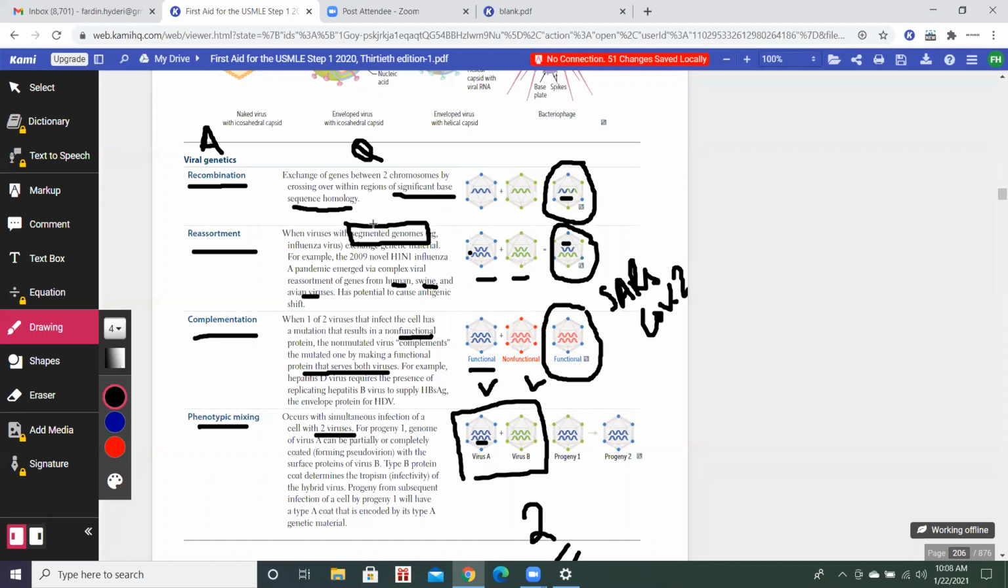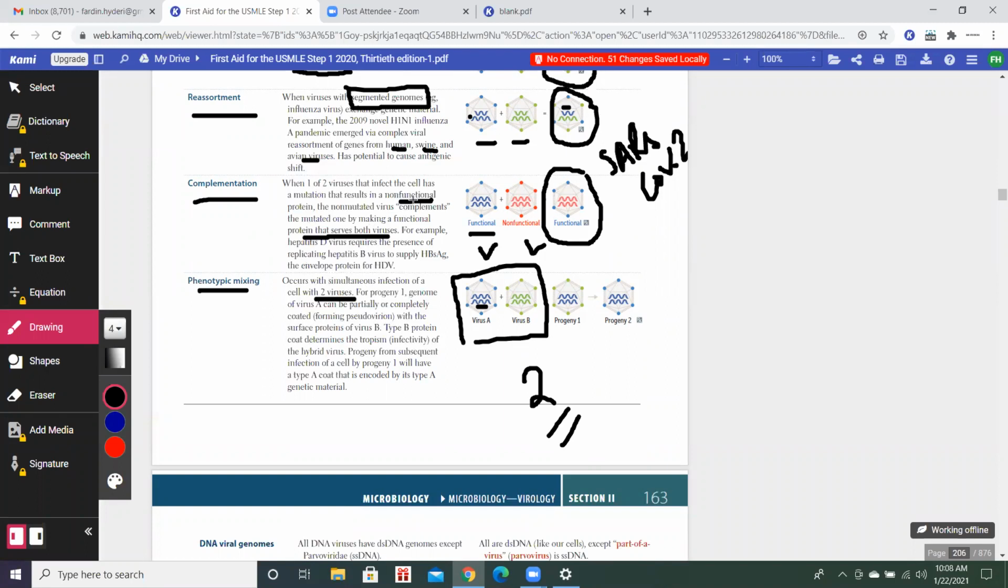Next one is complementation. Complementation is when one non-functional virus will be complemented by a functional virus. For example, we have hepatitis D that will be complemented by hepatitis B, and then hepatitis D can work and cause the infection.